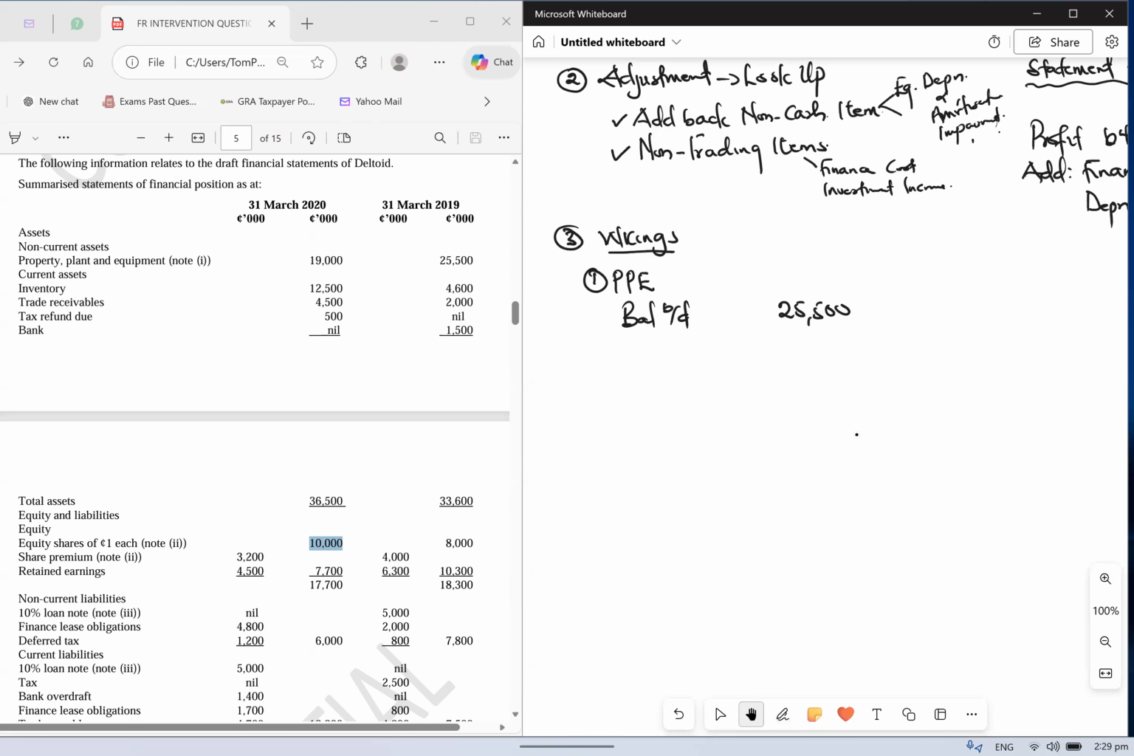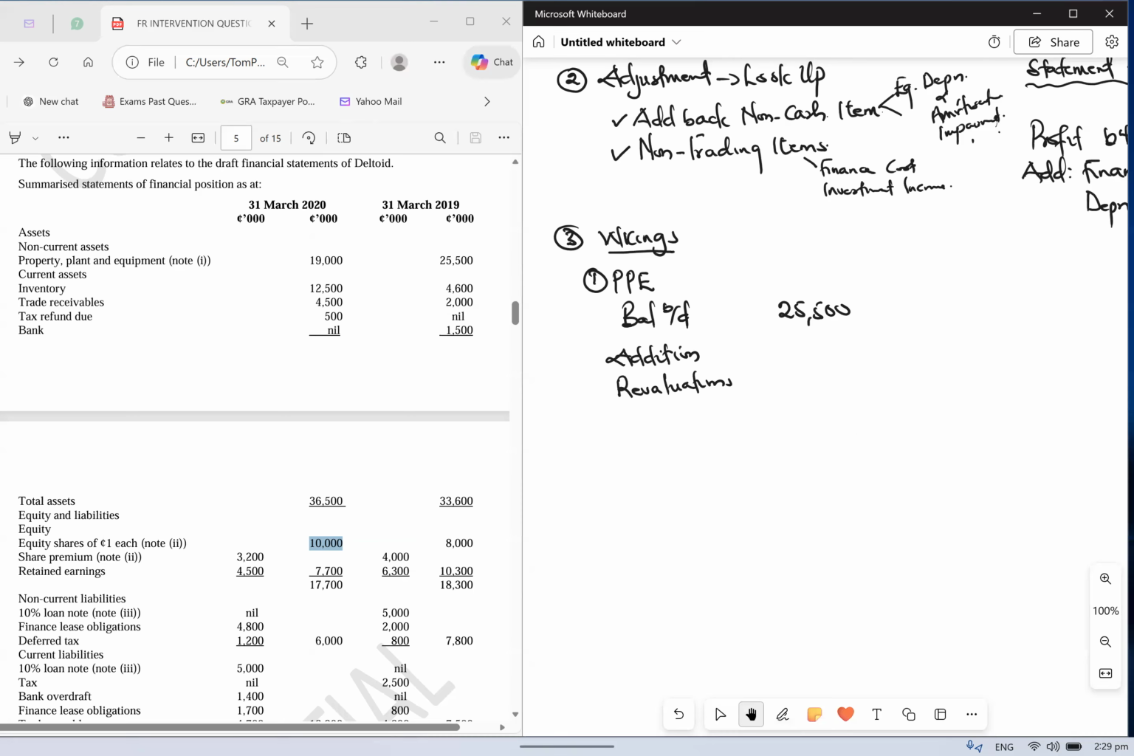Now you ask yourself, what can cause your PPE to go up? What can happen for your PPE to go up is number 1, when you add more, is that not it? When you buy more, is that not it? Yes, please. What else can cause it to go up? When you do revaluation, is that not it? Yes, please.